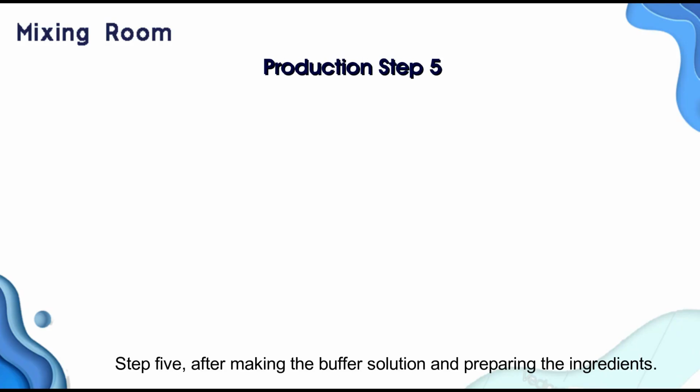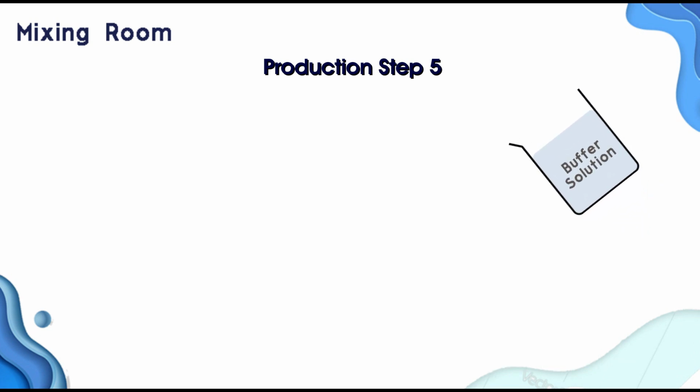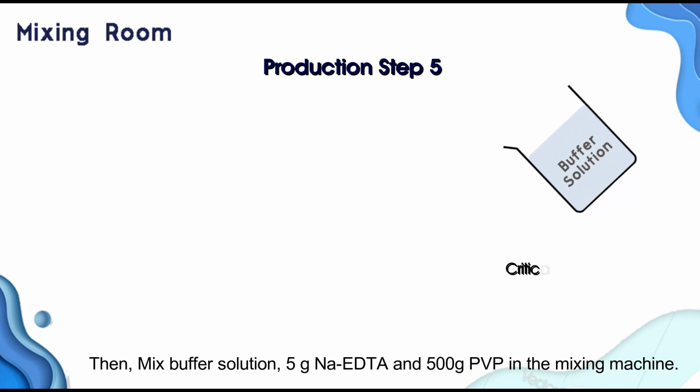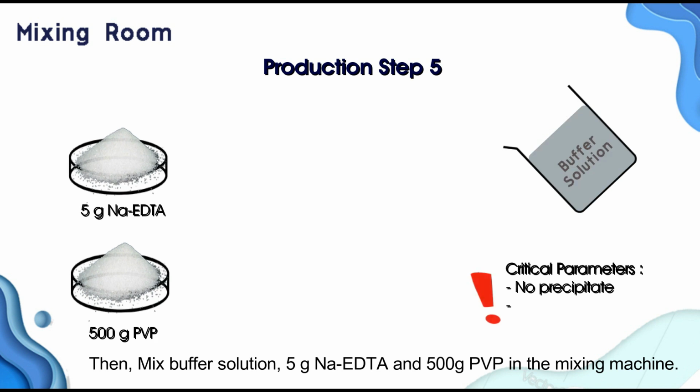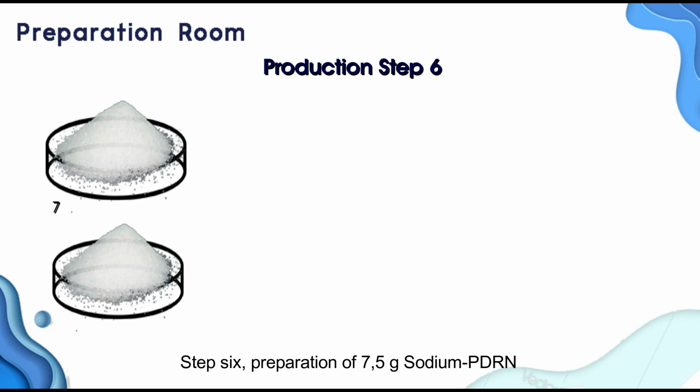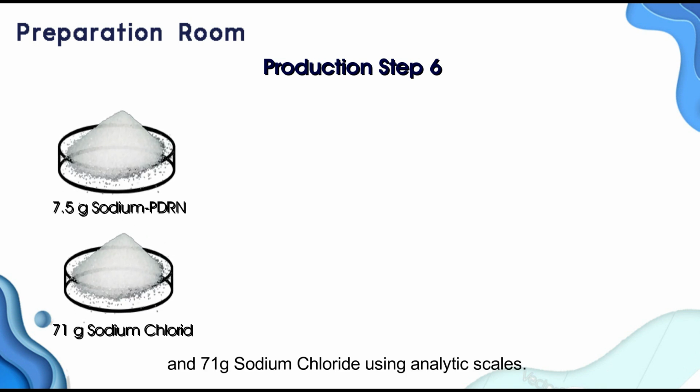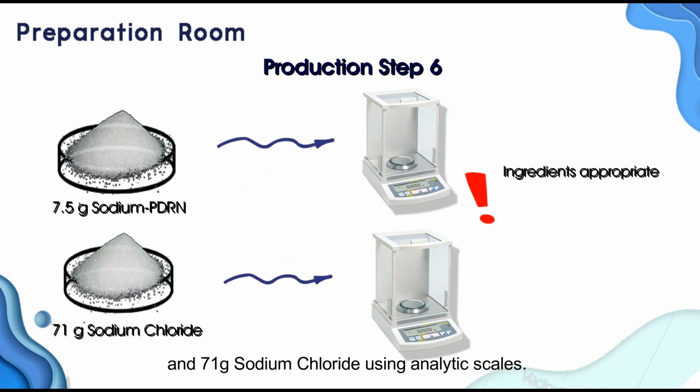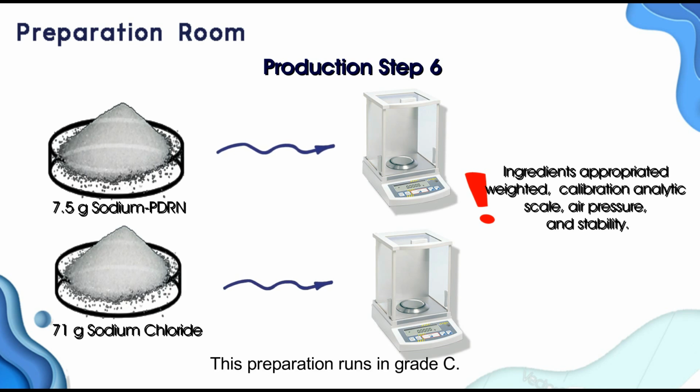Step 5. After making buffer solution and preparing the ingredients, mix buffer solution, 5 grams of sodium EDTA and 500 grams of PVP in the mixing machine. This step runs in Grade A. Step 6. Prepare 7.5 grams of sodium PDRN and 71 grams of sodium chloride using analytical scale. This preparation runs in Grade C.